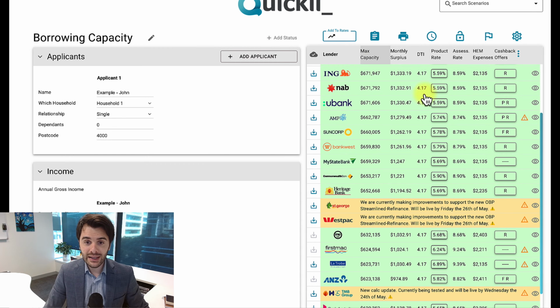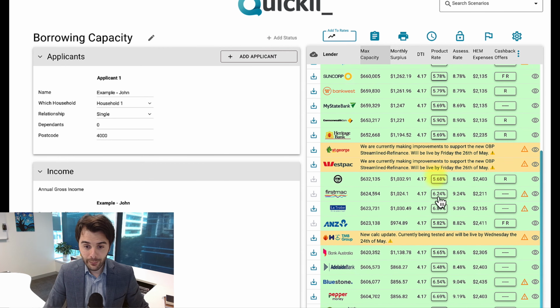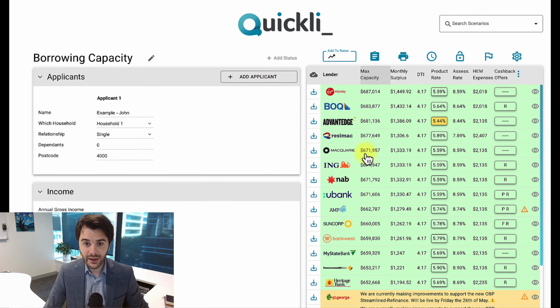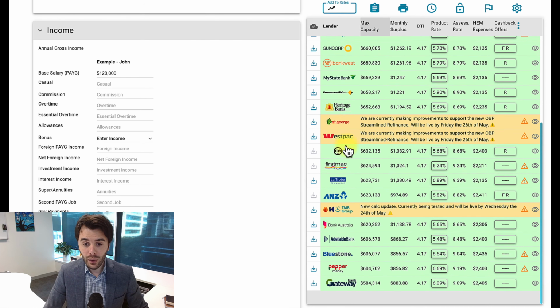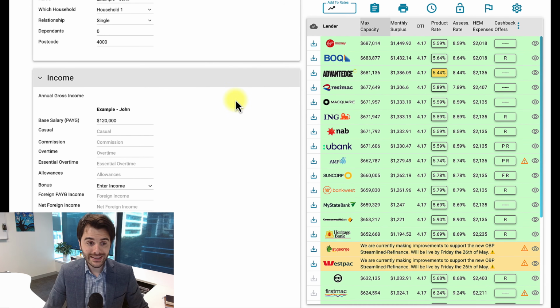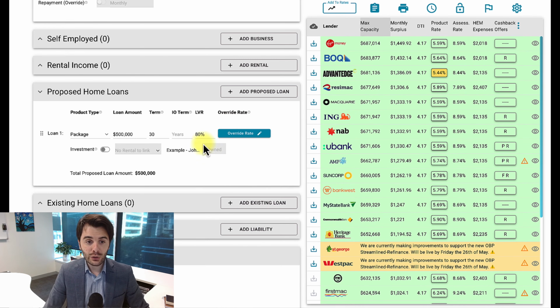But you can see that each lender has a different borrowing capacity, and that can be significant. In this scenario, it ranges from $584,000 all the way up to $680,000. That's more than $100,000 in borrowing capacity. So it's quite significant. Finally, your loan to value ratio has an impact too.